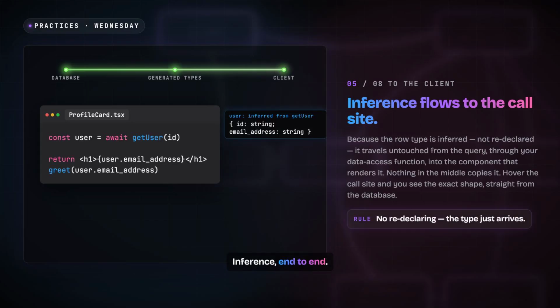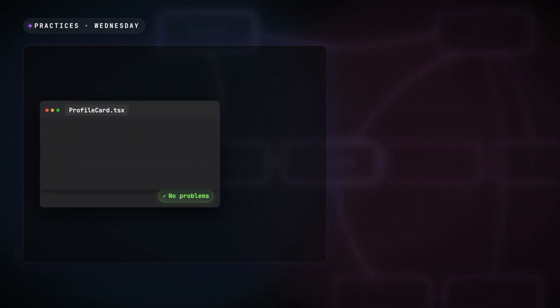Now follow that typed row outward. Because the type is inferred rather than redeclared, it flows untouched, out of the query, through the data access function, all the way into the component that renders it. Nothing in the middle redescribes it. There's no second copy to drift. Hover the call site in your editor and you see the exact shape, sourced from the database 3 layers away. That unbroken line, schema to call site, is the whole point of the chain.